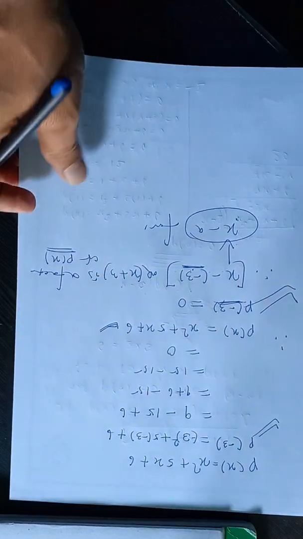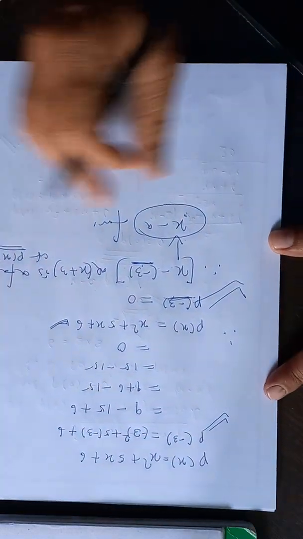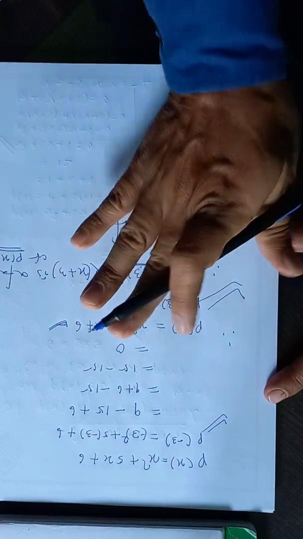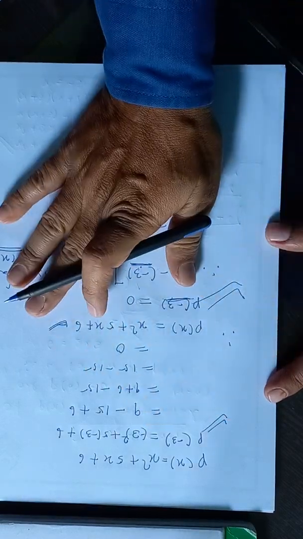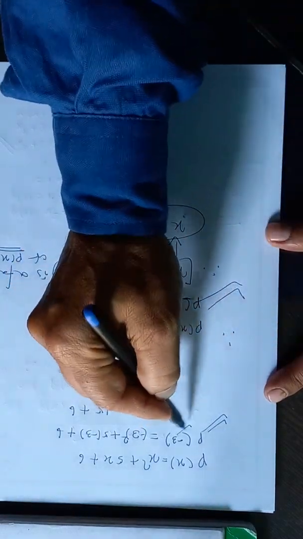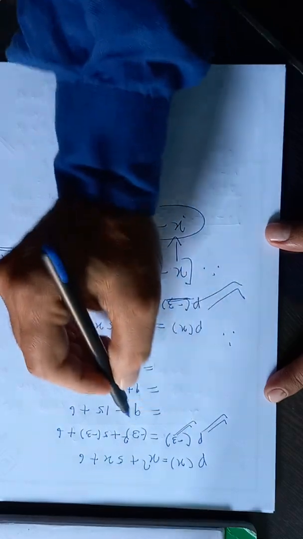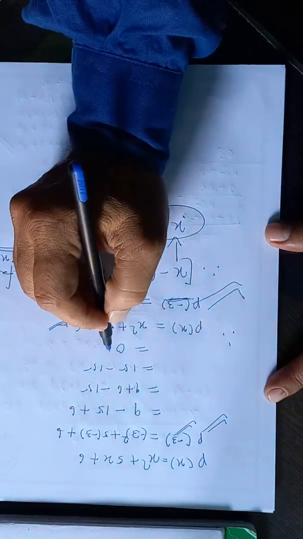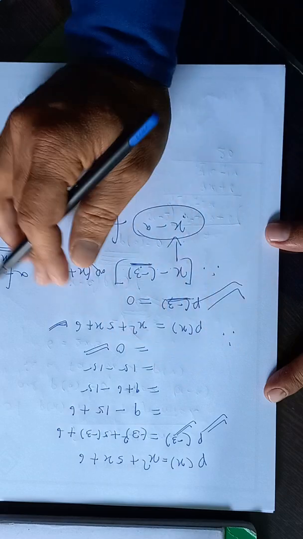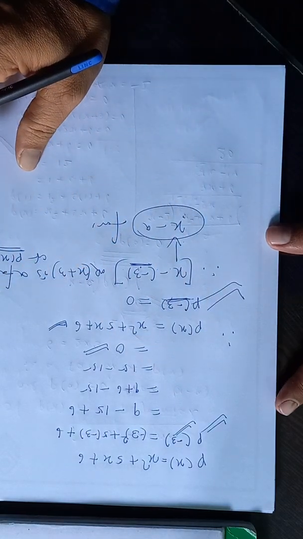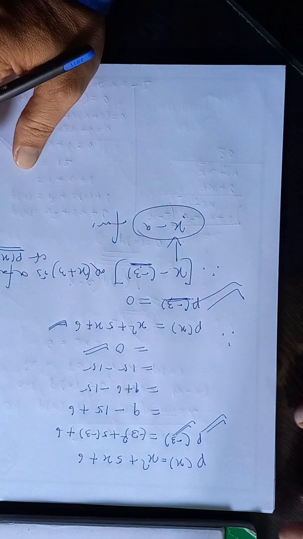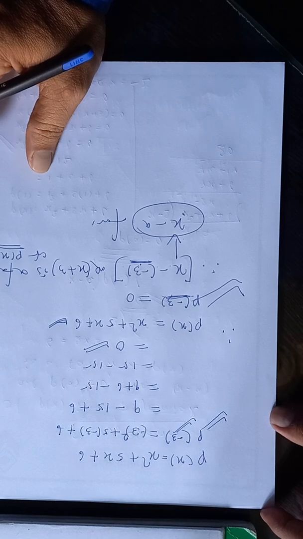Understood? Okay. So without actual division, we are just putting a number in place of x, and if it is coming 0, then no doubt x minus that number is a factor.